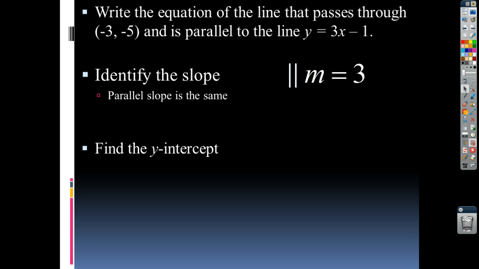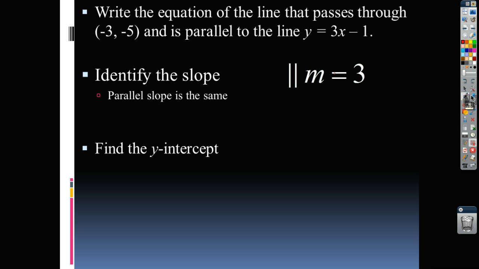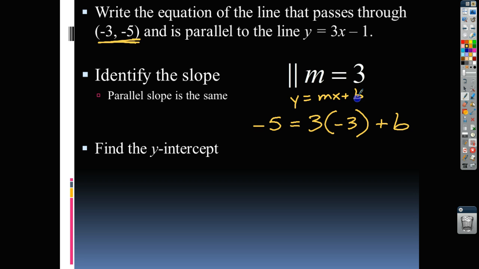Next, let's find the y-intercept. If I know that this line goes through this point, then I can use that point and plug it into this equation. The reason is this original equation is in slope-intercept form, so let's continue and use slope-intercept form to write our new equation. So let's plug this in. I know that y is -5, and that's going to be equal to 3 times x, which is -3, plus whatever b is, because I know it's y equals mx plus b, and I'm solving for b.